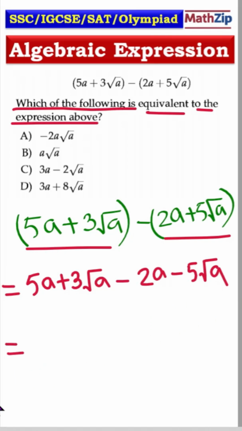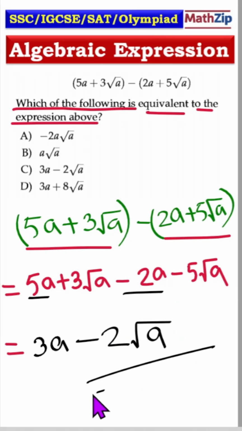Now look, 5a minus 2a, it means 3a, and here is plus 3 root a and minus 5 root a, it means minus 2 root a. Okay, so the answer is number C, 3a minus 2 root a.